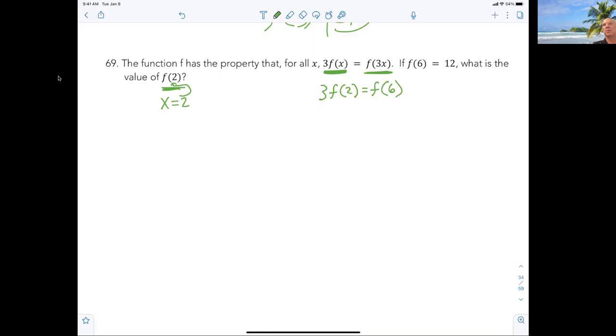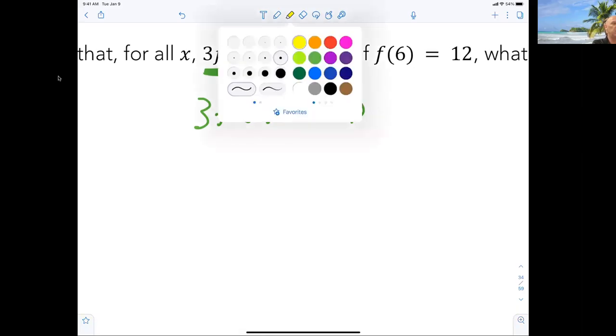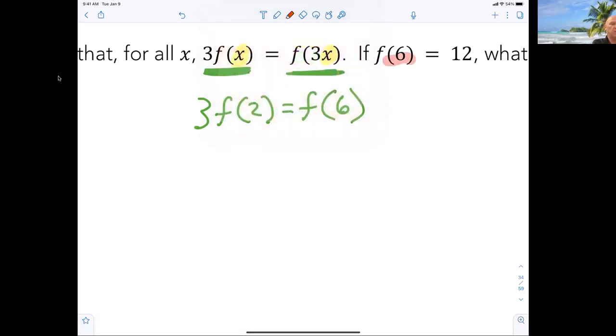6. All right, I'm blowing up there and making sure everybody sees that, right? I just plugged 2 in for X. So that's telling me that 3 times F of 2 equals F of 6. Does anybody agree with that? Now look right over here, guys. What does it say F of 6 is? F of 6 is 12.